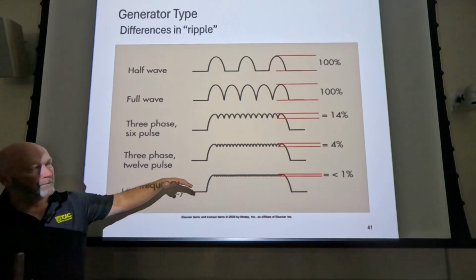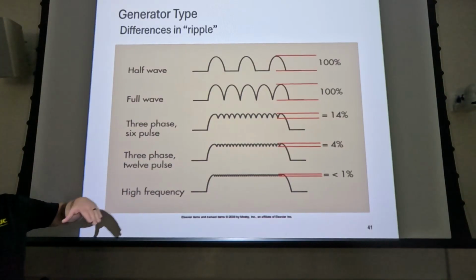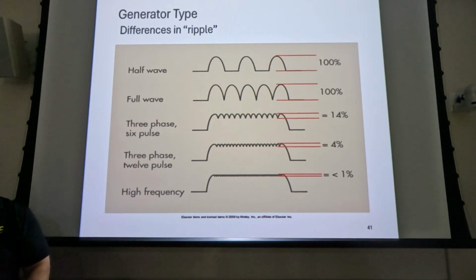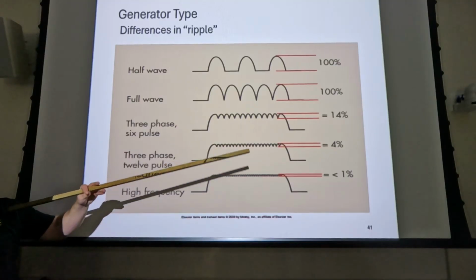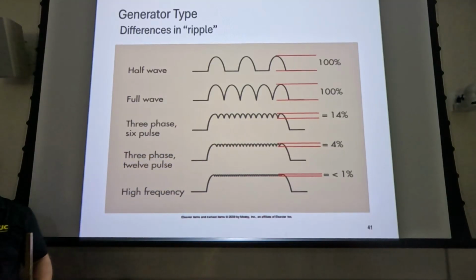So how we would change our technique between a single phase and a three phase is that if we use the perfect technique in a single phase room, and then we use the exact same technique in a three phase room, then what's going to be the result at the image receptor?